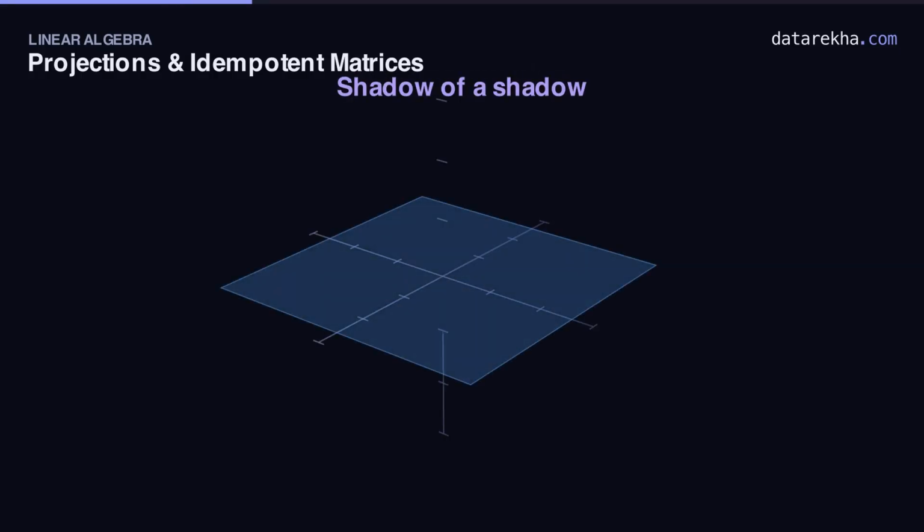Let's actually watch that. Here is the vector again, up in space, and the floor is our subspace. Project once. It drops straight down to its shadow on the floor. This green arrow, that is P times x. Now project that shadow again, but it's already flat on the floor, so it has nowhere to fall. It stays exactly where it is. Projecting twice gave the same shadow as projecting once.